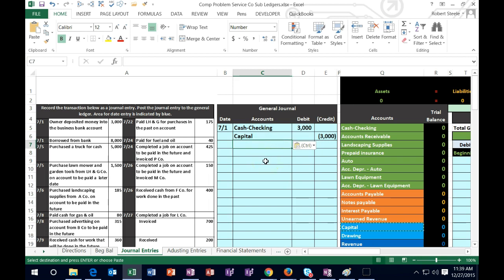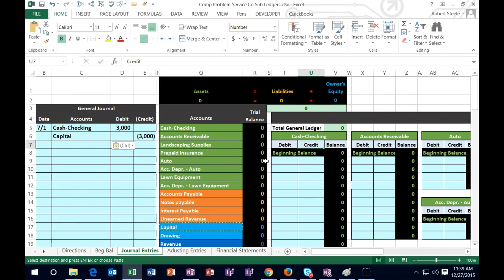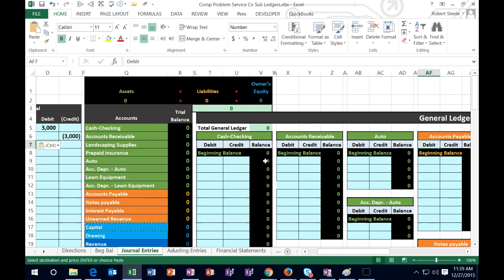And now we're going to post this. I'm going to post this using journal entry. This is called the general journal. This is the journal entry. Now we're going to post the journal entry to the general ledger. So the general ledger is this long thing over here. Remember, this whole thing is the general ledger.